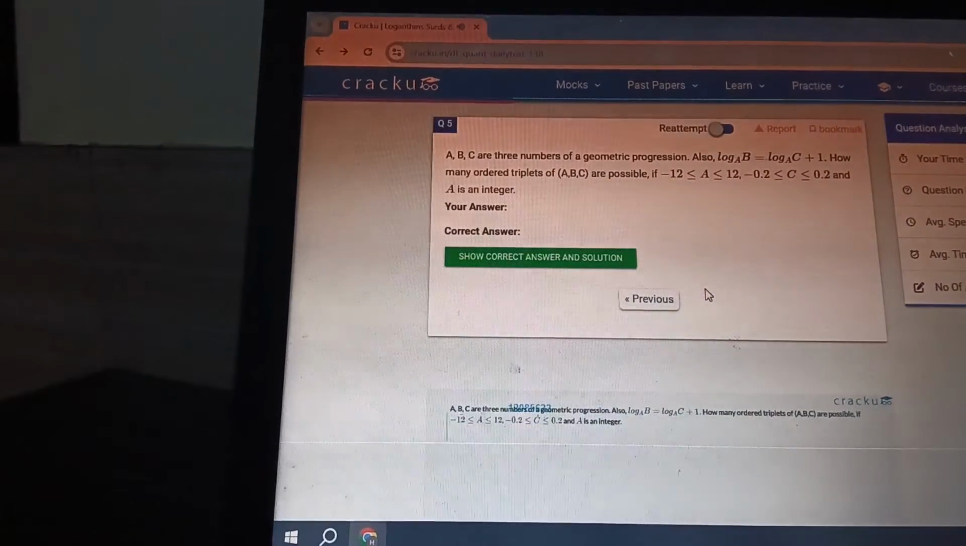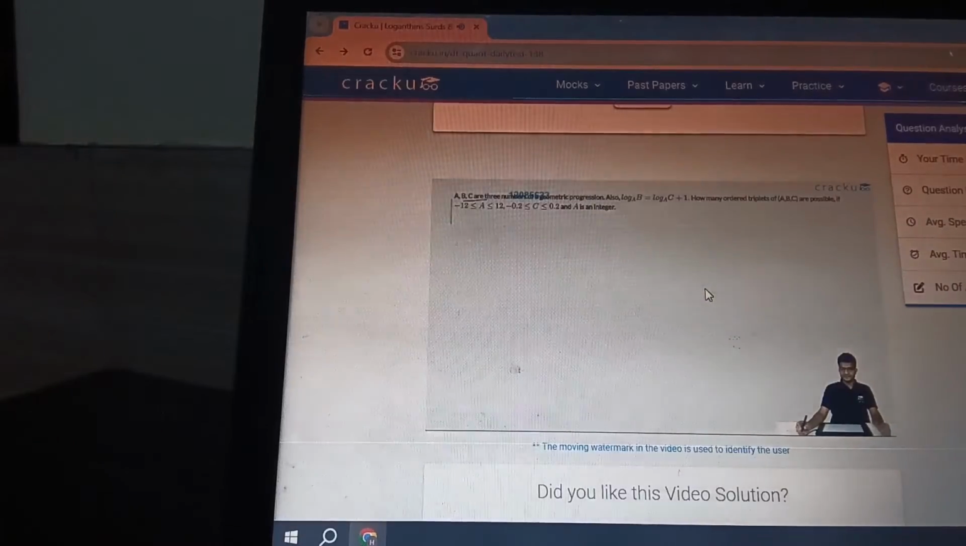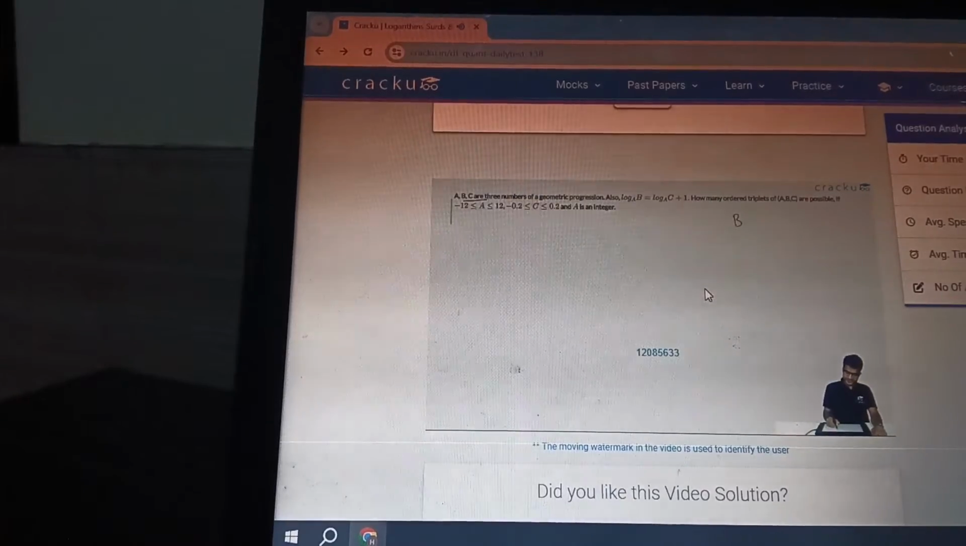In this question, we are told that A, B, C are three numbers which are in a geometric progression. So B square is equal to A into C. We are also told that log of B to the base A is equal to log of C to the base A plus 1.